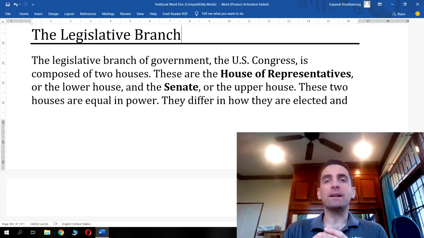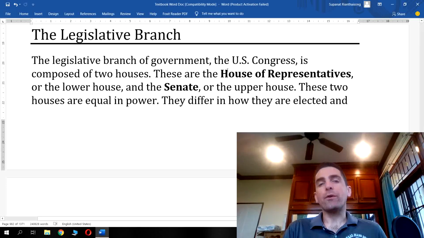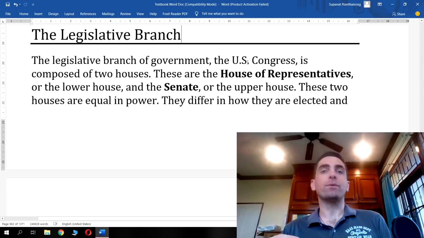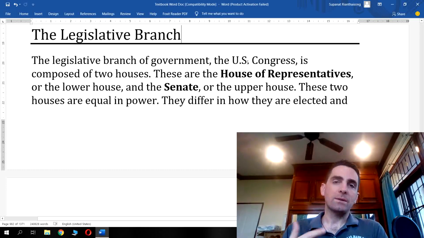So if you want to go back and get an overview of the federal government, I advise you do that. But today we'll look at the legislative branch and give you a bit of an overview of what it's about. It's also known as the Congress. In the GED Social Studies test, you might see this referred to as the legislative branch, as Congress, or as the legislature as well.